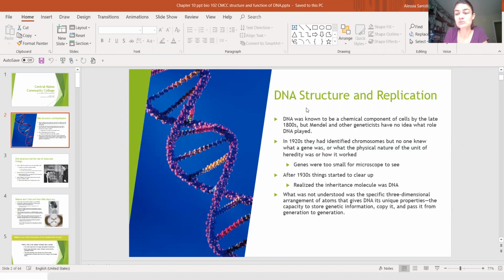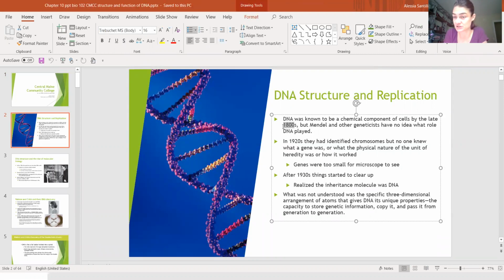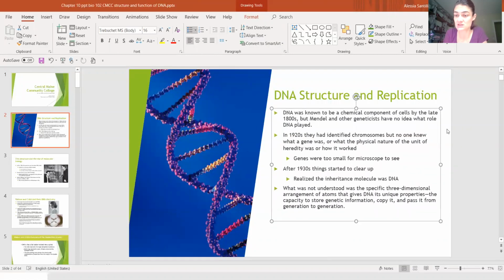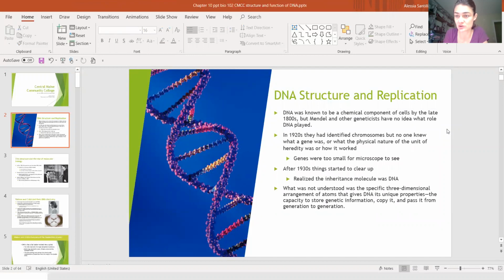They knew it was a chemical component found in cells in the 1800s, but they didn't know what it was for back then. They didn't realize what DNA was for, including really important people like Mendel. Remember Gregor Mendel, the father of genetics? He didn't know that DNA was the thing that carried his heritable units, his genes and alleles, right? They had no idea what role DNA played.